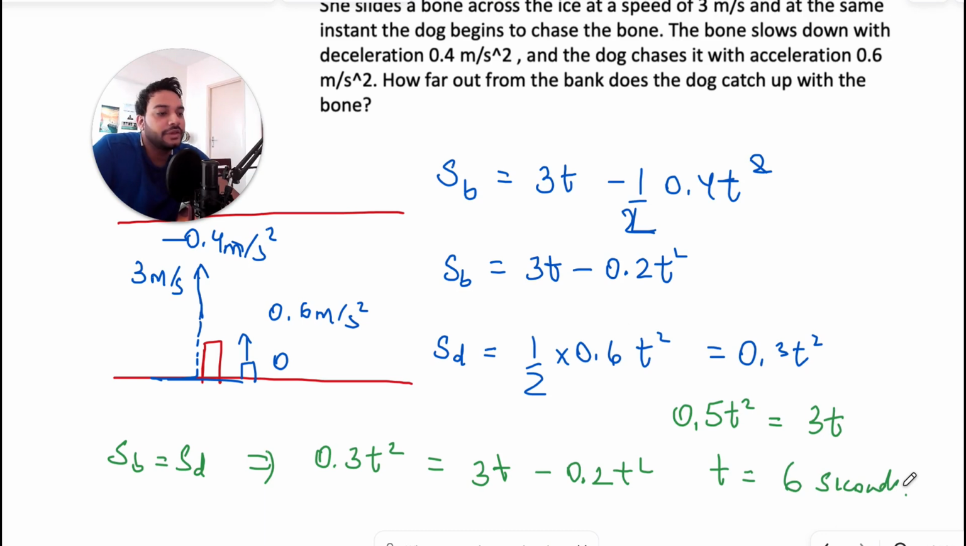There would be two values of t from here. It's a quadratic equation. One value would be 0. T is equal to 0, so that does not suffice. At t is equal to 0, yes, they were at the same point, the bone and the dog. But after throwing, we need to find the next time interval when they're at the same position.